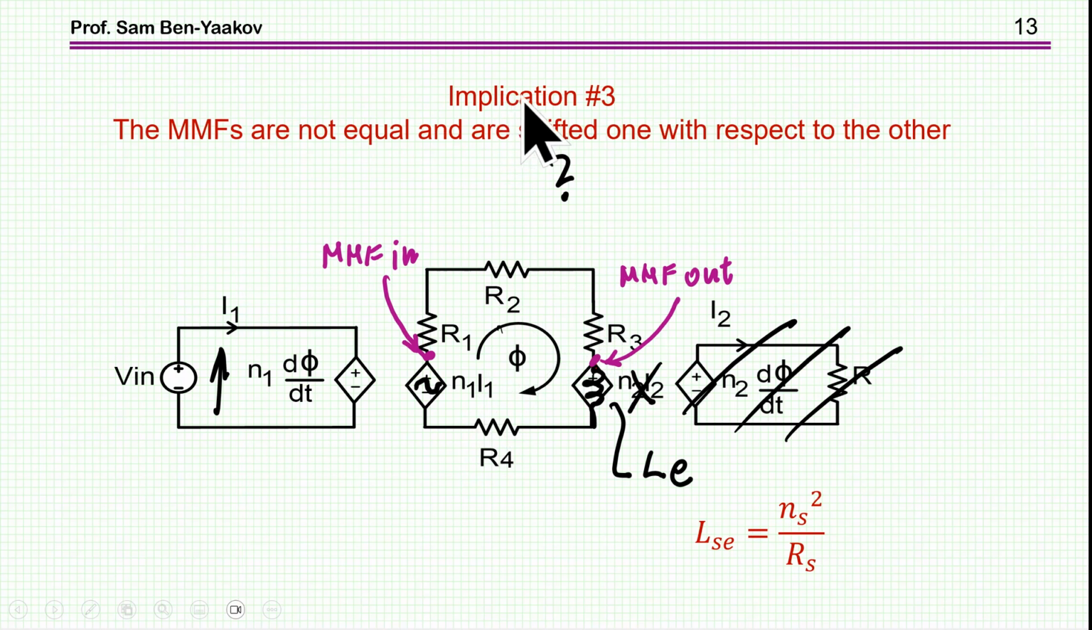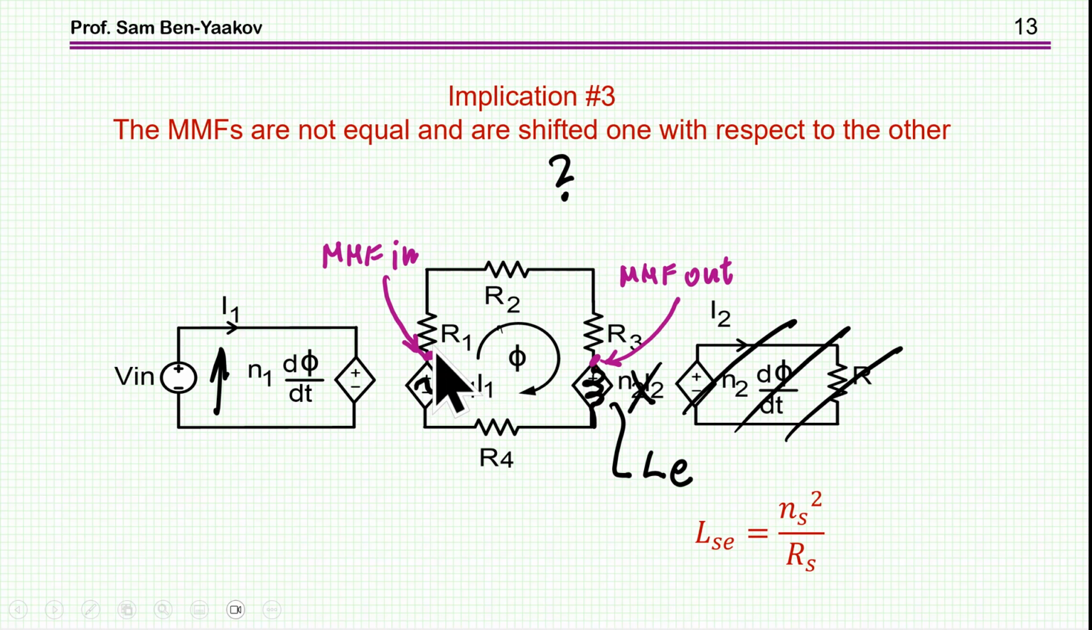Now there is another implication here, which is very important, and that is that the MMFs, this and this, are not equal. This voltage here, which is the MMF, is not equal, and they are shifted one with respect to the other. Now, if you look at this circuit, you can come to this conclusion immediately. Because if you have a source here, which is an AC source, we understand this is not DC, okay? And then you have reluctances, which are emulated by resistors, and then you have an inductor here. Obviously, the voltage here is not equal to the voltage here, and not only that, there is a phase shift between the voltage here and the voltage here.